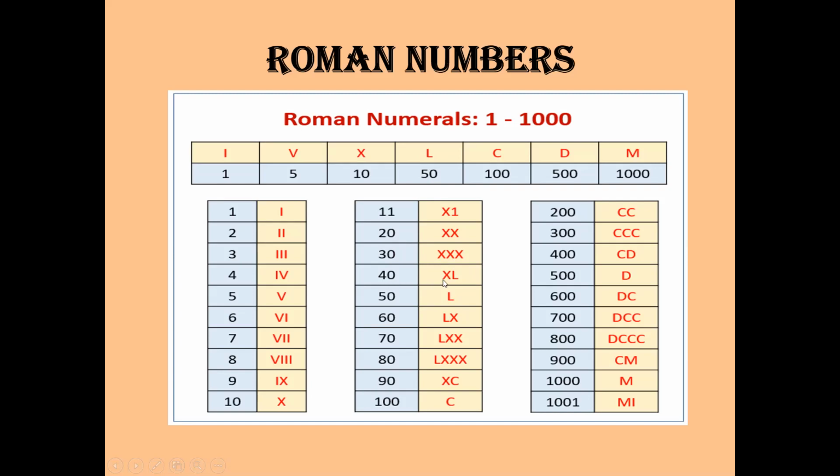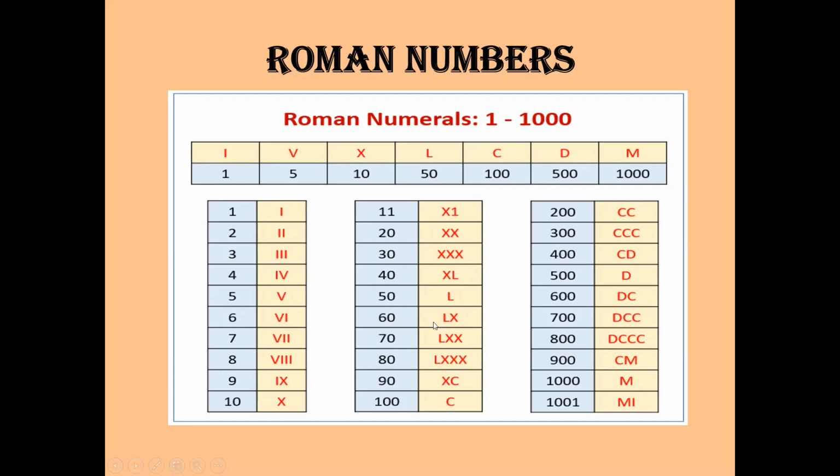As I told you, if we put the letter on the left side, it means we will subtract from the big number. 50, L, is a big number. So we subtract 10 because X is on the left side. If you subtract 10 from 50, it will be 40. And L is 50.